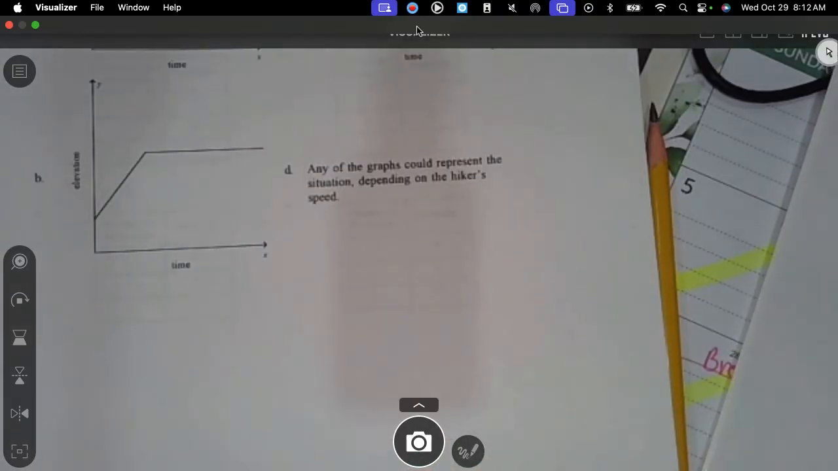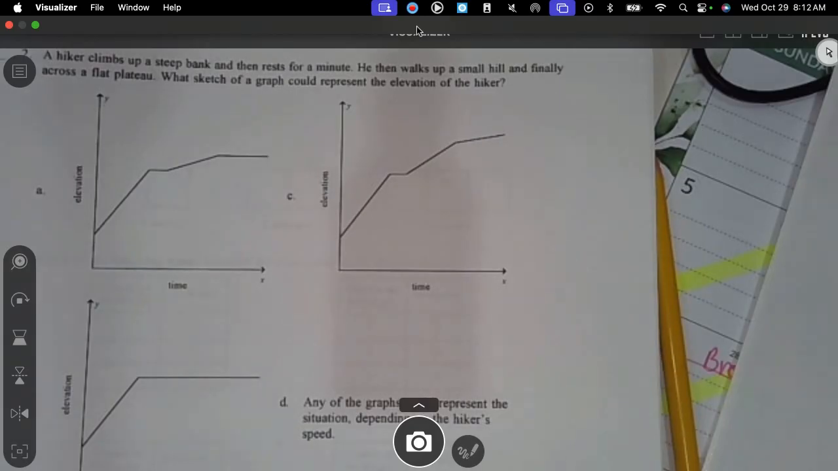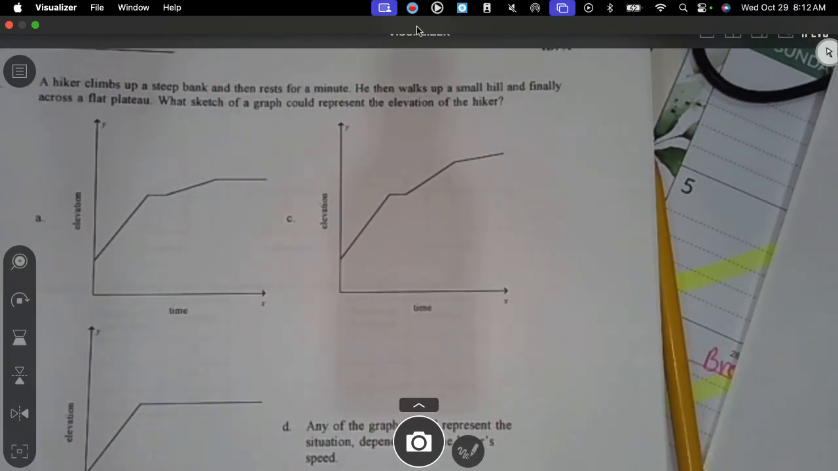Looks like a lot of pages, but the graphs just take a lot. This one is about a hiker. We've already done this question. You're trying to find the graph that matches this little scenario. A hiker climbs up a steep bank, then he rests, then he walks up a small hill, and then finally across a flat plateau. If you don't know what a plateau is, at least it says it's flat. Okay? What graph represents his elevation?